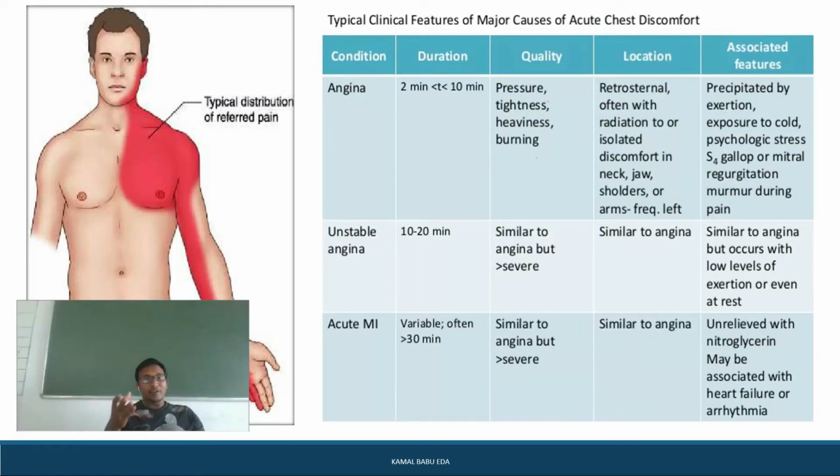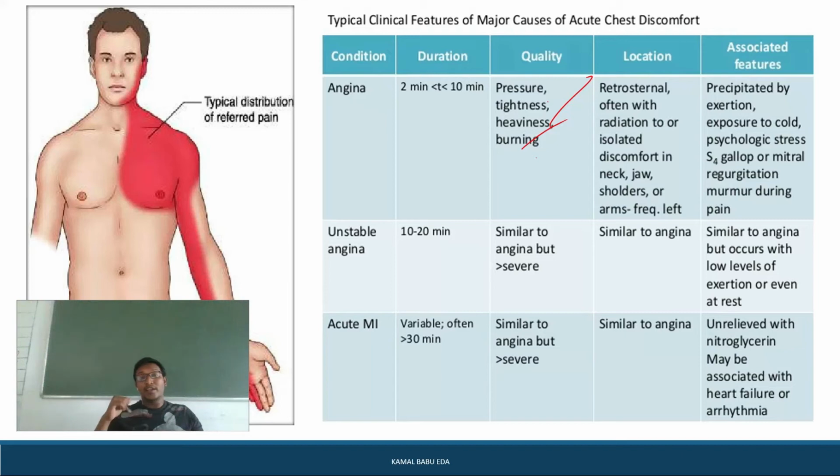We'll see some of the typical features that you can observe in acute chest discomfort. If it is angina, the duration is about 2 to 5 minutes, or less than 10 minutes, and in quality you can observe pressure, tightness, heaviness, and a burning sensation in the heart. The location is always retrosternal, radiating to the neck as you are seeing in the picture, or radiating to the fingers, shoulders, arms, or more frequently just the left side. So what are the associated features here?